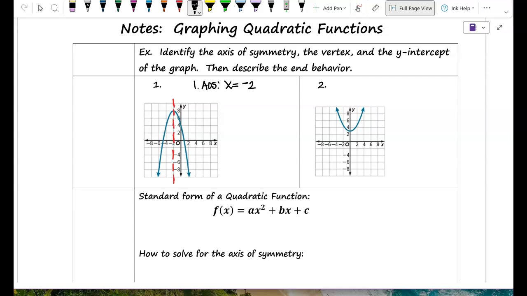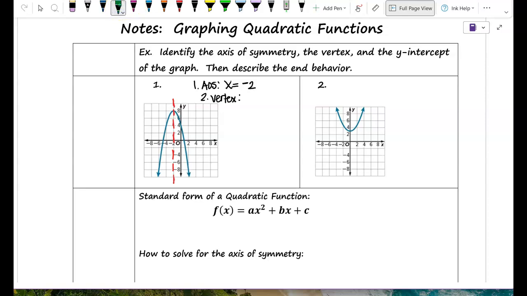Now they want us to name the vertex. Now, something with this, I let you guys be a little bit lazy in Unit 2 and I shouldn't have. When you are writing any ordered pair, it doesn't matter whether it's the vertex or some other ordered pair, anytime you are giving me an answer of an ordered pair, it needs to be in parentheses. Just putting one number, comma, another number does not mean it's an ordered pair. The parentheses are what tell us that is an ordered pair, not just two numbers separated by a comma.